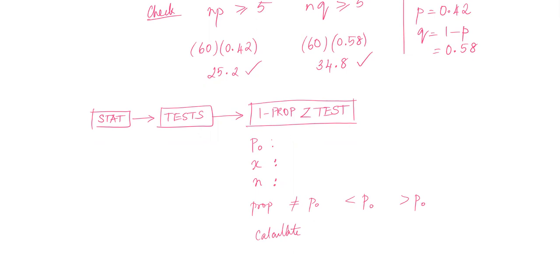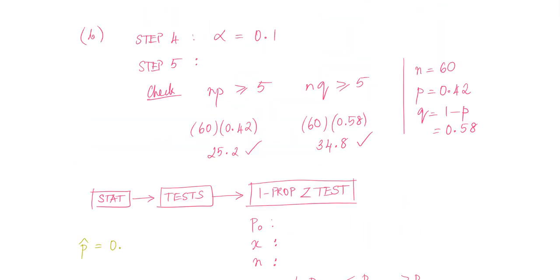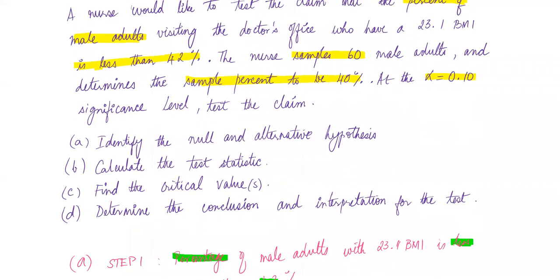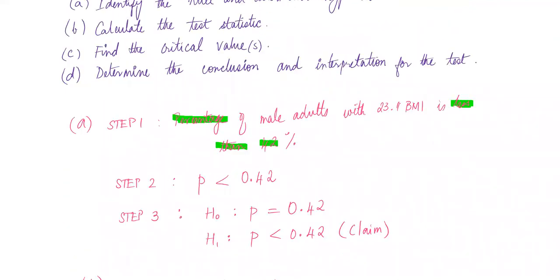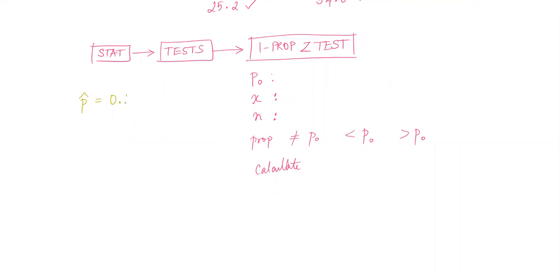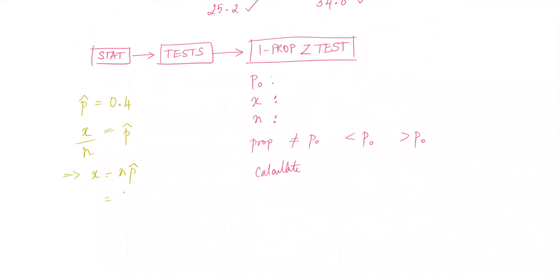So I got all of these, and I need to quickly get my X over N. So I have P hat given to be, P hat is your sample percent. It's given to be 40%. So come down here, and we have 0.4, 40%. X is found by doing N times P hat, right? Let me write that here. X over N is your P hat, which implies X is N times P hat. So N is 60. P hat is 0.4. So multiply that to get 24.